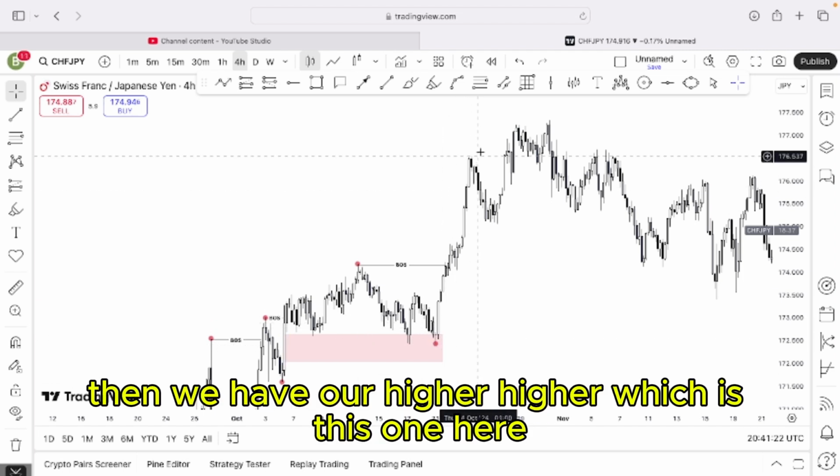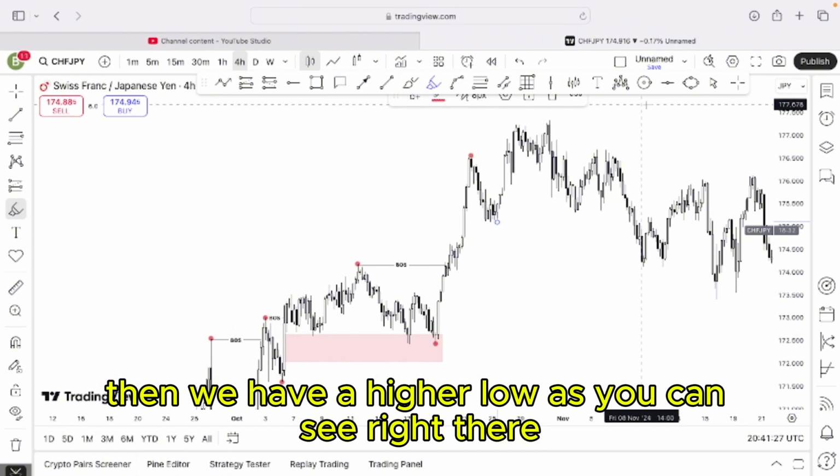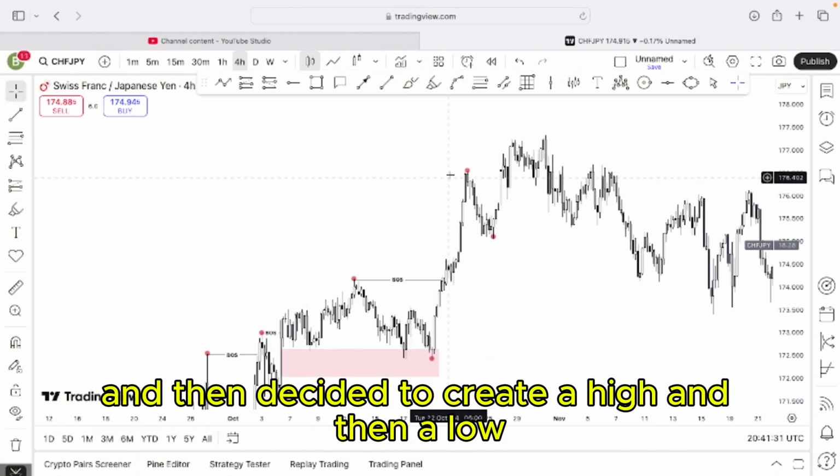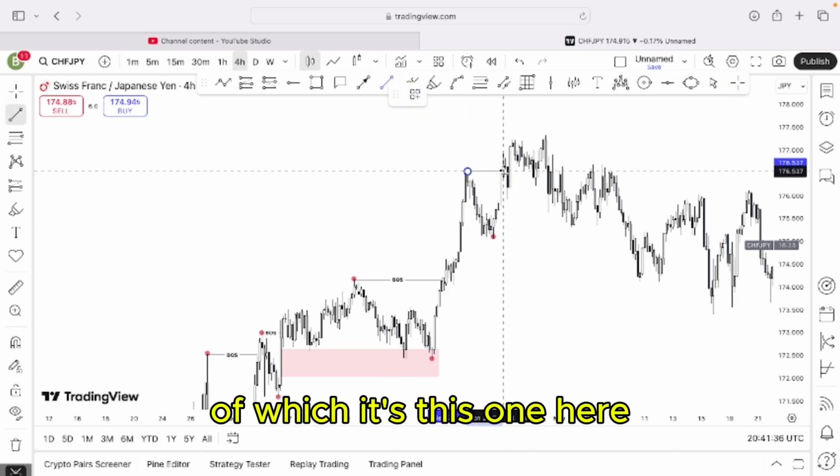So we have our low, then we have our higher high, which is this one here, then we have our higher low, as you can see right there. So the market failed to pull back into any area of interest, and then decided to create a high and then a low, then a new break of structure, which is this one here.